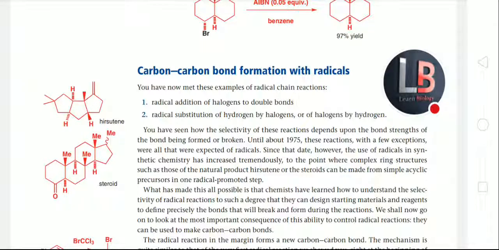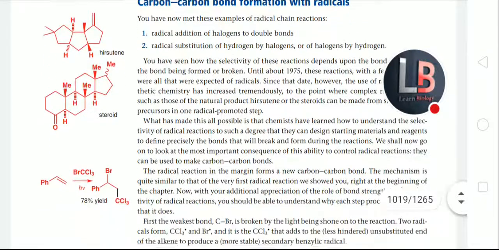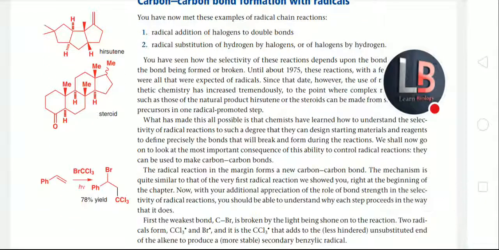They can be used to make carbon-carbon bonds. The radical reaction in the margin forms a new carbon-carbon bond. The mechanism is quite similar to that of the very first radical reaction we showed you right at the beginning of the chapter. With your additional appreciation of the role of bond strength in the selectivity of radical reactions, you should be able to understand why each step proceeds in the way that it does.